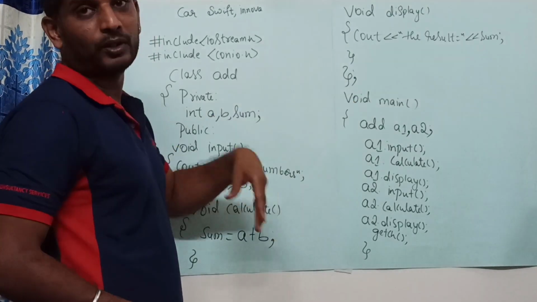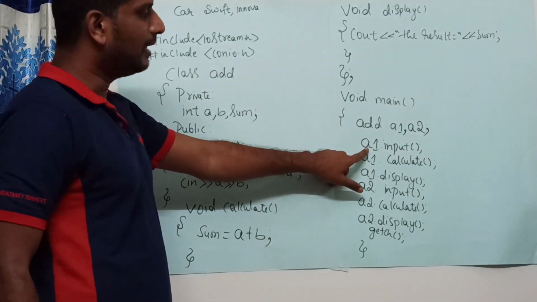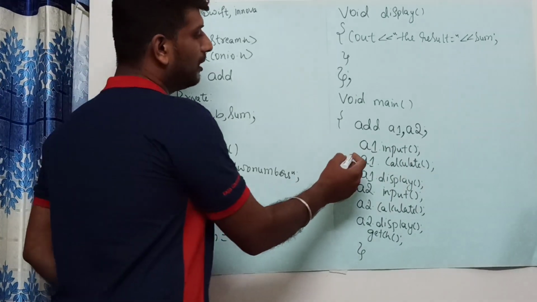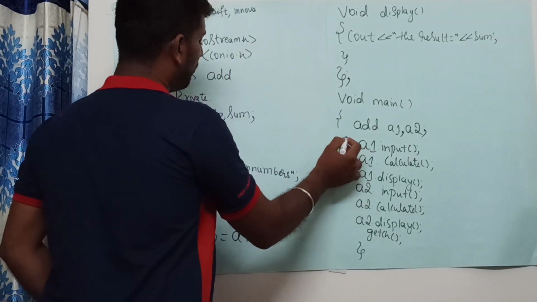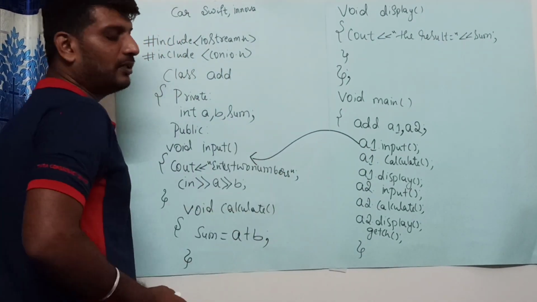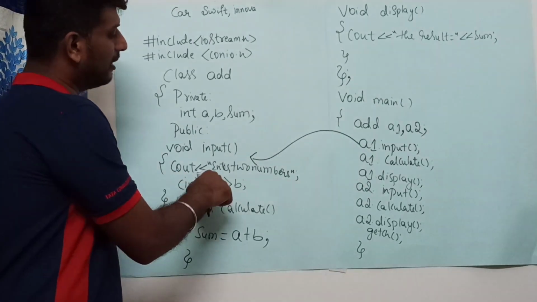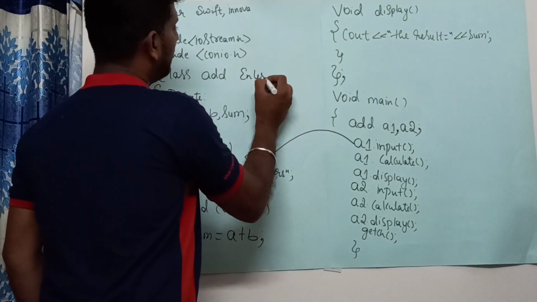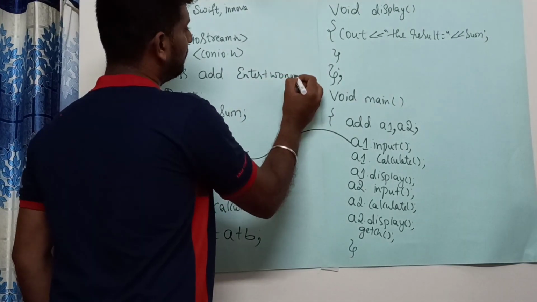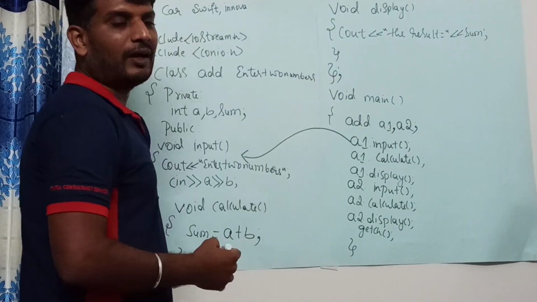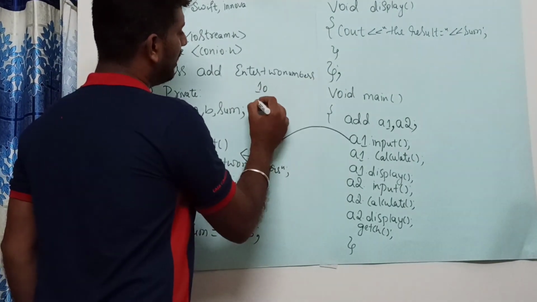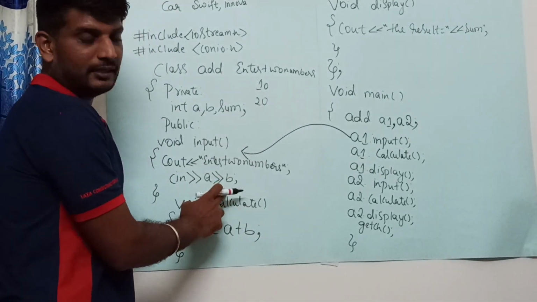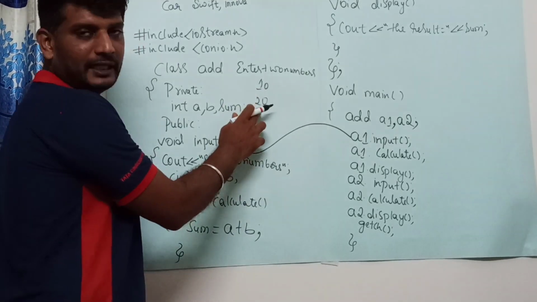When this program executes, this statement executes first. So A1 dot input will be executed. When A1 dot input is called, the control gets transferred to this function. In this function you have this statement, and you will get on the screen: enter two numbers. Now I will enter two numbers, 10 and then 20. So 10 gets stored in A and 20 gets stored in B. The value of A is 10 and the value of B is 20.